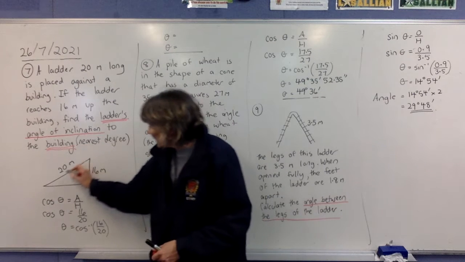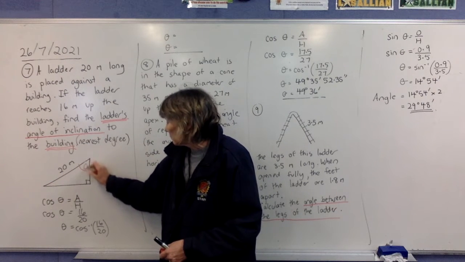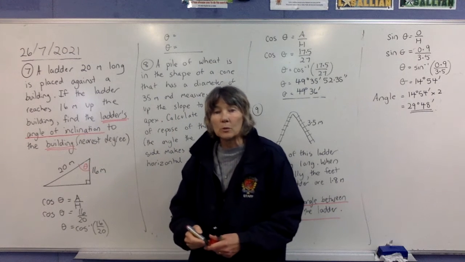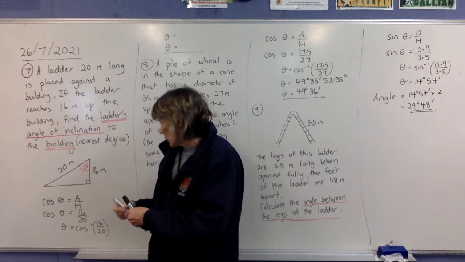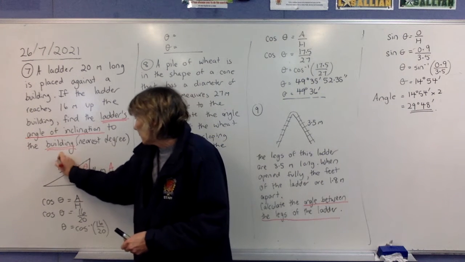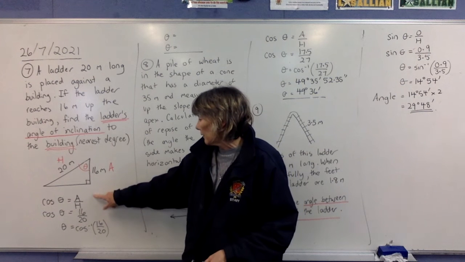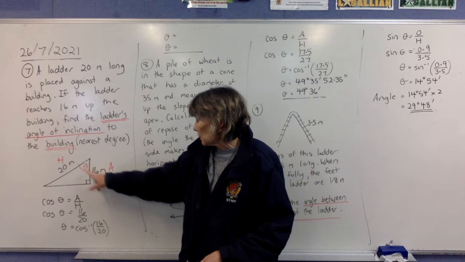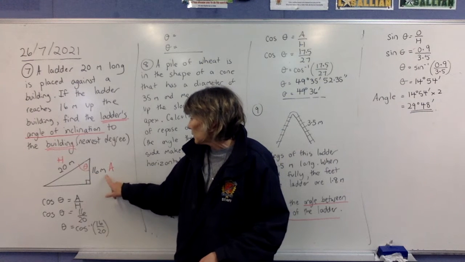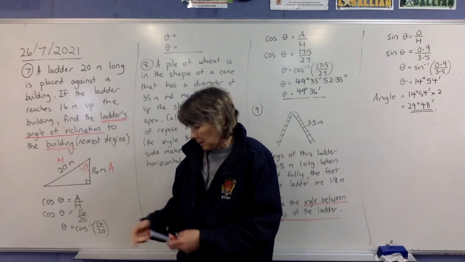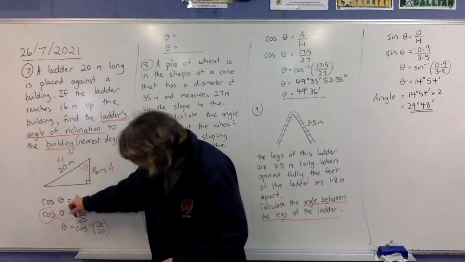So it's the ladder itself and the building, we want the angle between them. So we're looking for that angle there, between the ladder and the building. So we've got adjacent, hypotenuse, so we're doing cos, so it's cos theta equals A over H. Substitute in, so we've got no angle, so it's cos theta equals 16 over 20. Get rid of cos, come over and do the opposite.